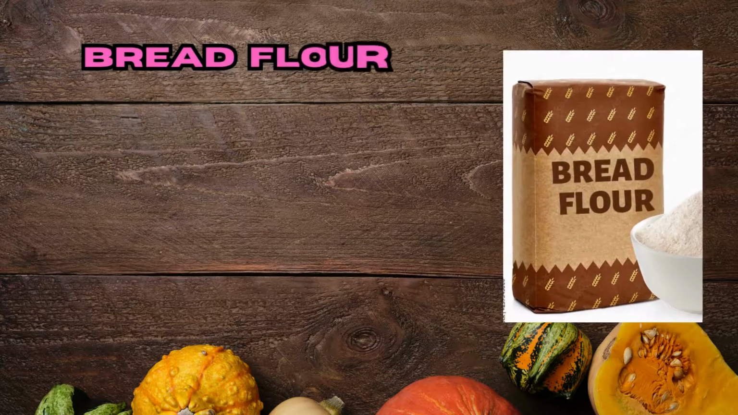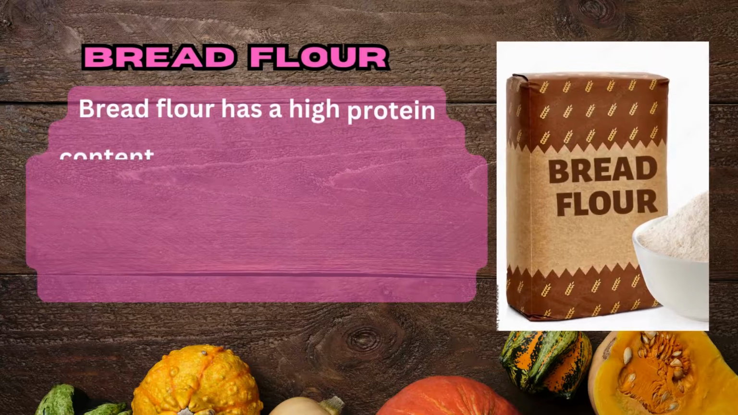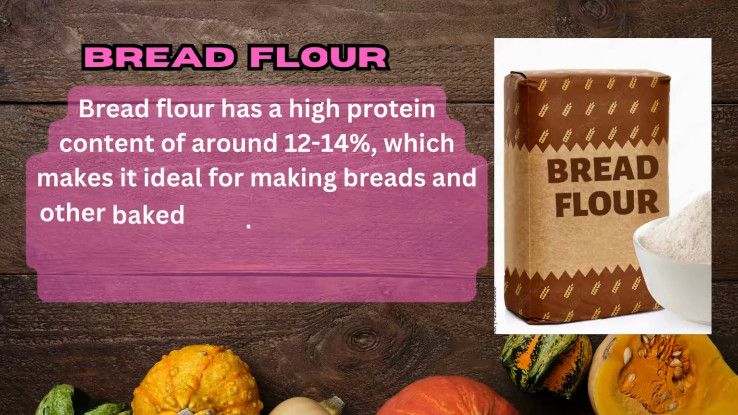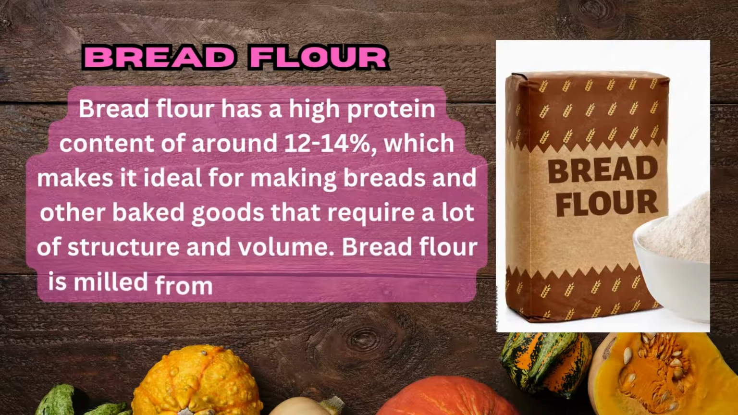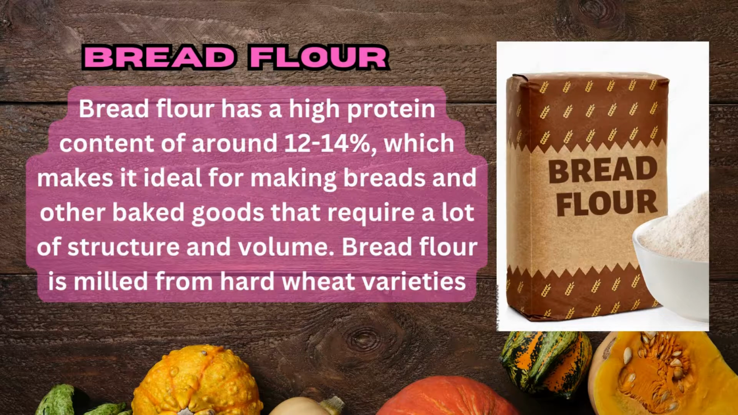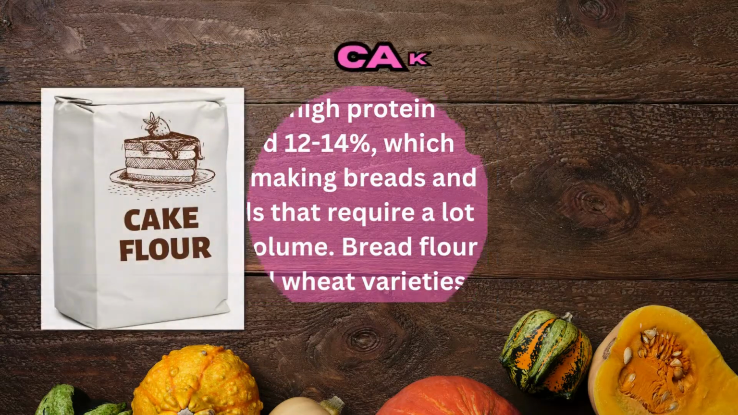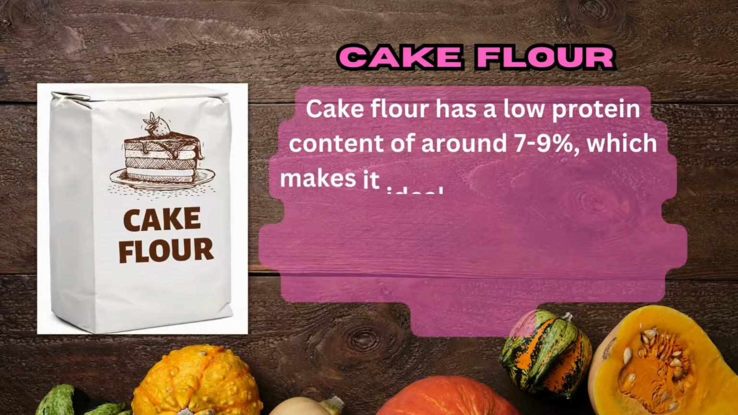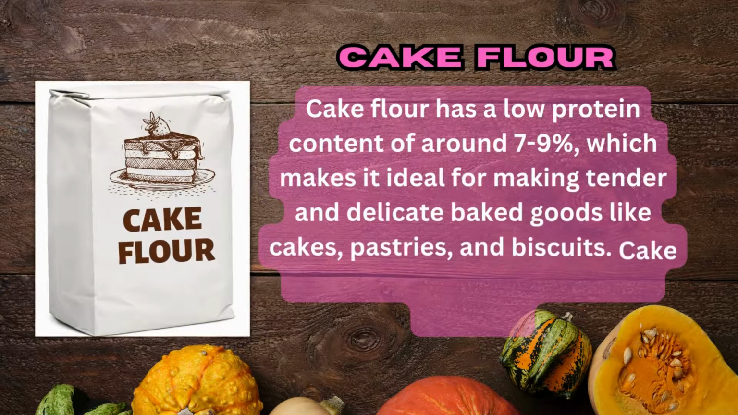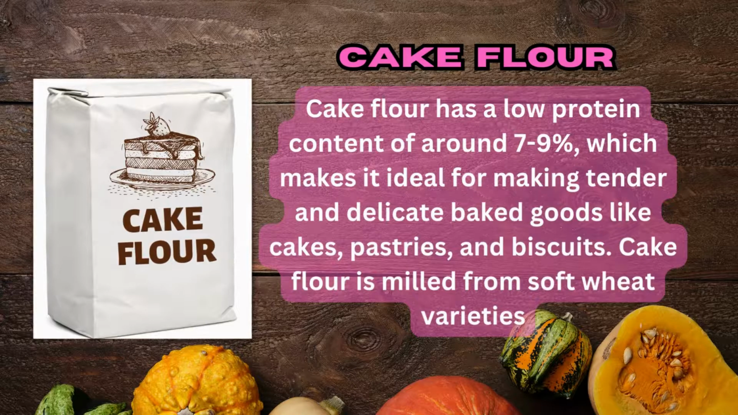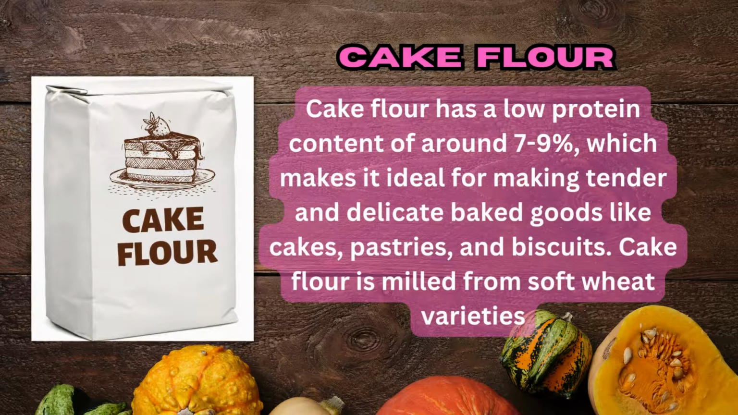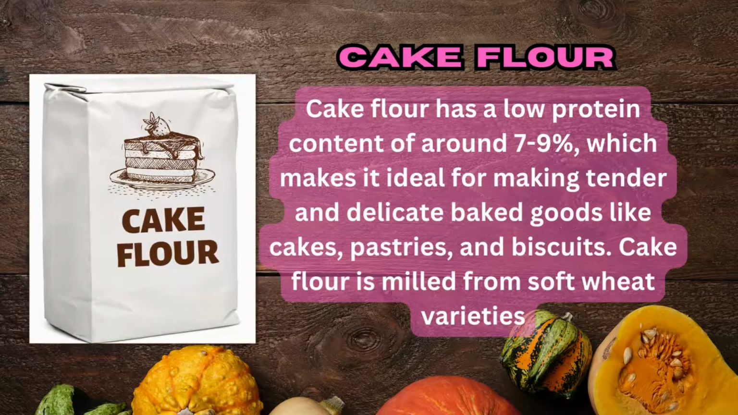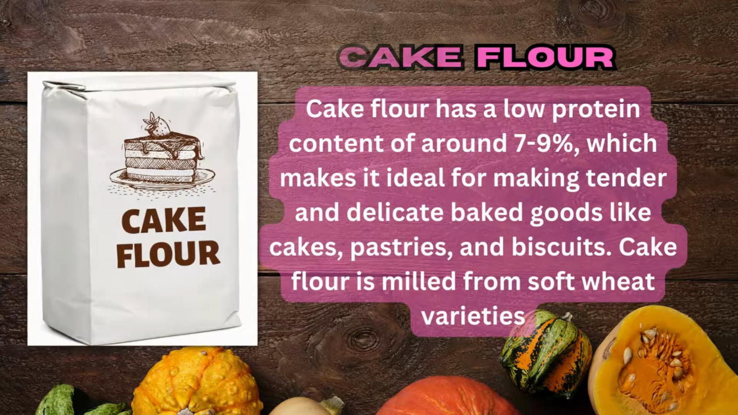B. Bread flour. Bread flour has a high protein content of around 12 to 14%, which makes it ideal for making breads and other baked goods that require a lot of structure and volume. Bread flour is milled from hard wheat varieties. C. Cake flour. Cake flour has a low protein content of around 7 to 9%, which makes it ideal for making tender and delicate baked goods like cakes, pastries, and biscuits. Cake flour is milled from soft wheat varieties.